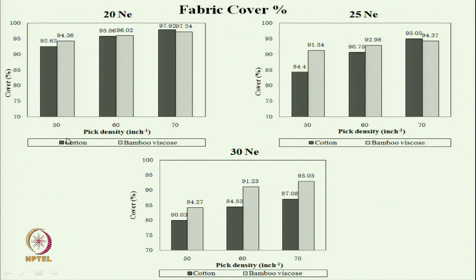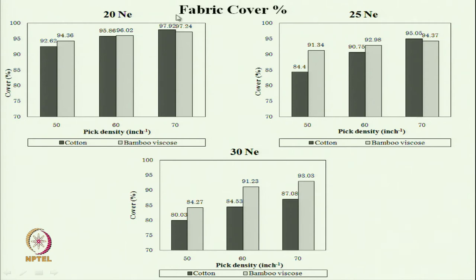So, here if we see the pick density, this is for cotton and viscose, and cover factor at 50 pick density of fabric in the loom stage. So, cover factors were measured here. Effectively, there is no specific trend here, but at lower pick density, the cover factor of bamboo fiber was higher than cotton, and for higher pick density, they are almost same. There is no specific trend.